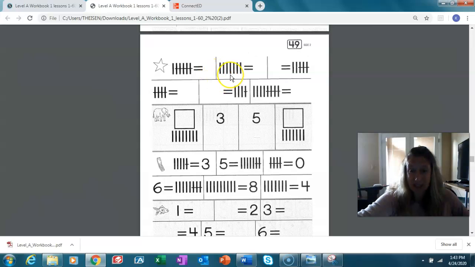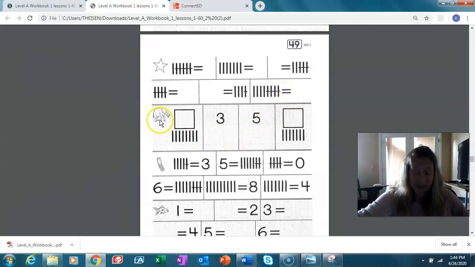You do the same thing here. Count the lines you end up with. If they're all crossed off, what does that mean? Does that mean 0? Yeah, I think it does. Count the lines you end up with.